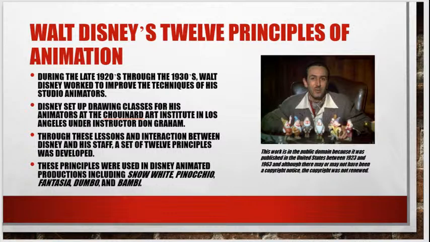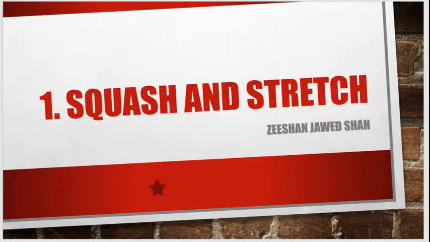Okay, now let's see all these 12 principles one by one. Let's first see the first one, which is squash and stretch. This is the widely used, the most famous principle of animation, squash and stretch. Okay, so to study squash and stretch, we will take an example of a ball. Squash and stretch can be applied on any object.